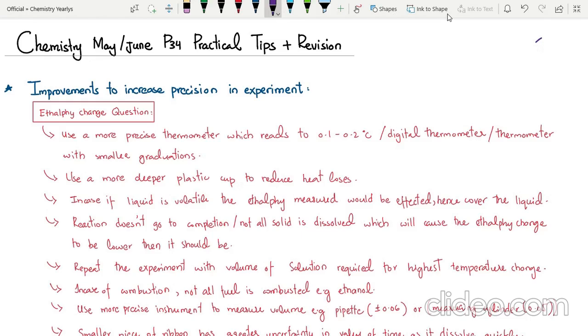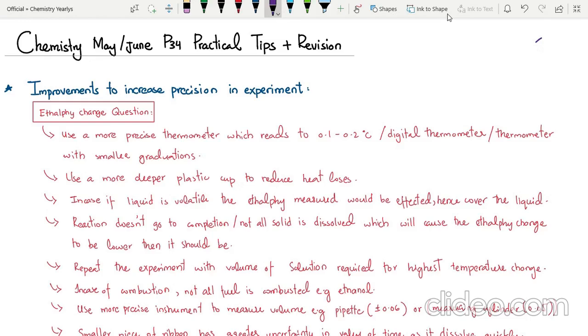Also, we'll be looking into the color changes that are associated when we add NaOH and ammonia into the cations, and also we'll be looking into the anions tests together with their color change, because a lot of you have difficulty in identifying the color change.